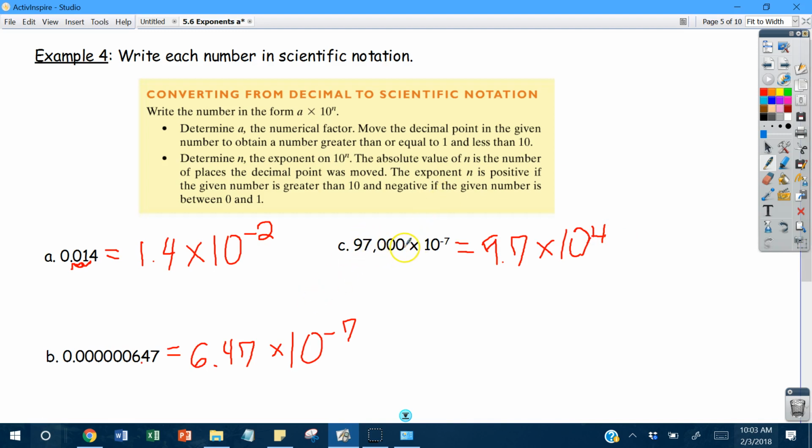9.7 times 10 to the 4th. So that's that part. And then we have a 10 to the negative 7 that we've got to take care of too. Okay, so now our first number is between 1 and 10, and we just have to do some work here.